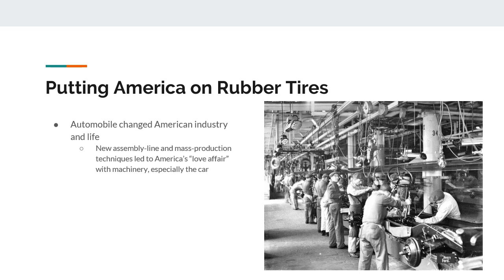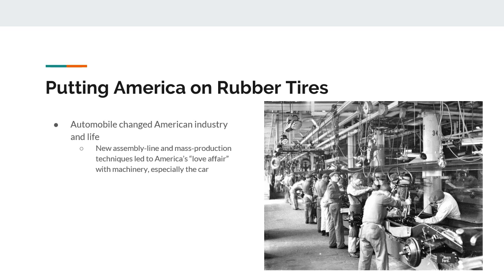Supply and demand, we went over this in financial lit. All the classes actually went over this already. If you have more of something, you could sell it for less. So the assembly line is started by Henry Ford. You may know Ford cars and what he did.